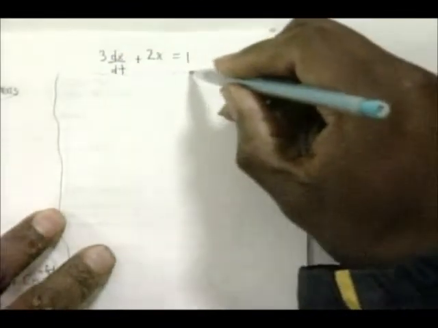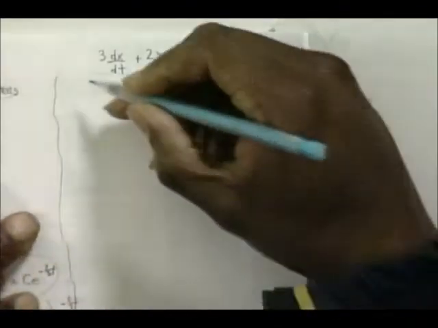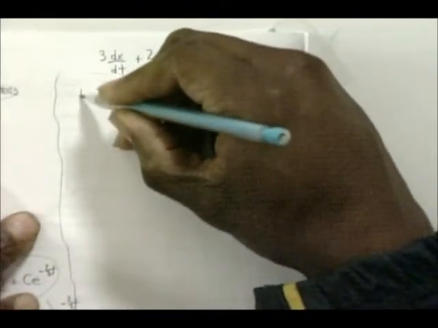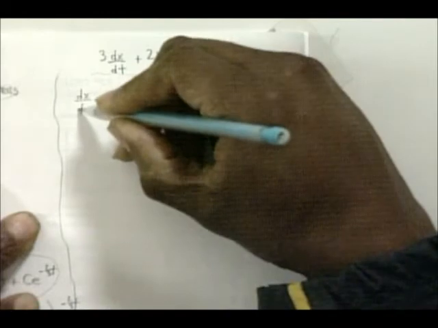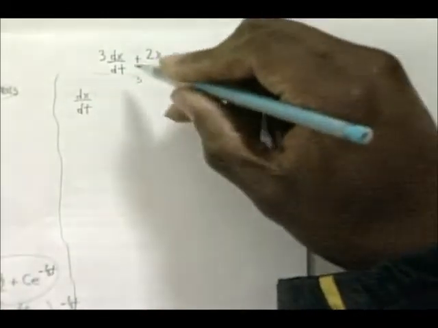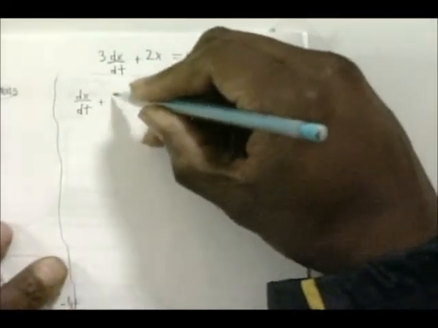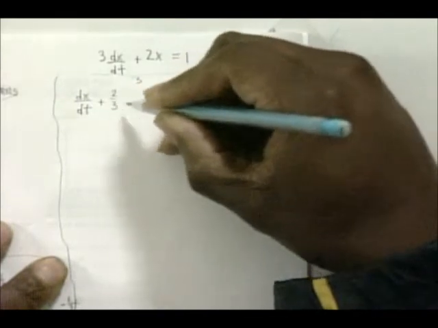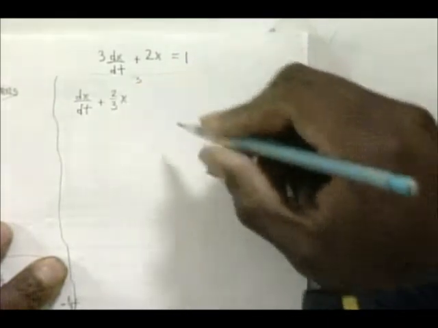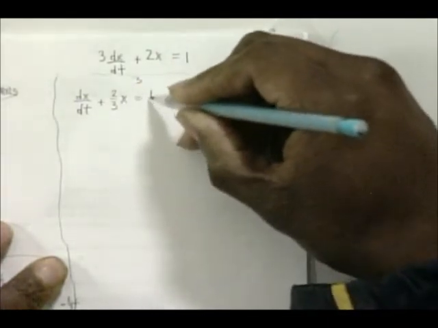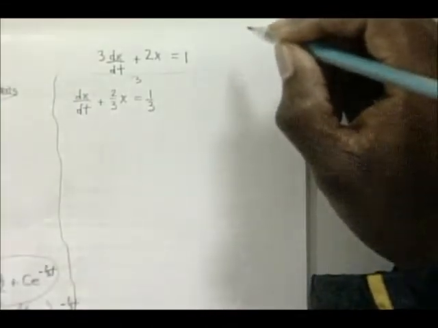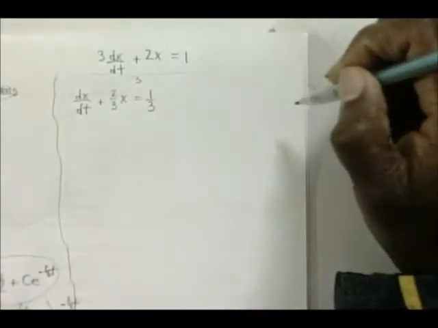Let's divide all of this by 3. We get dx/dt plus 2/3 x is equal to 1/3. I divided everything by 3.